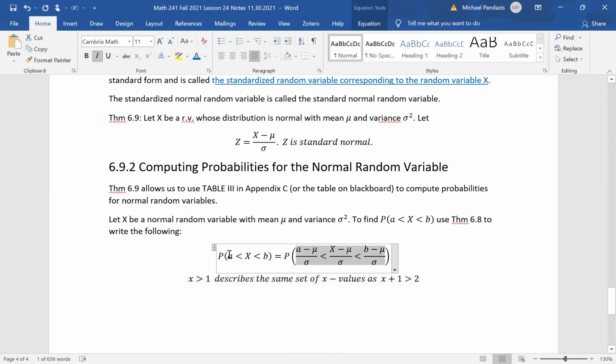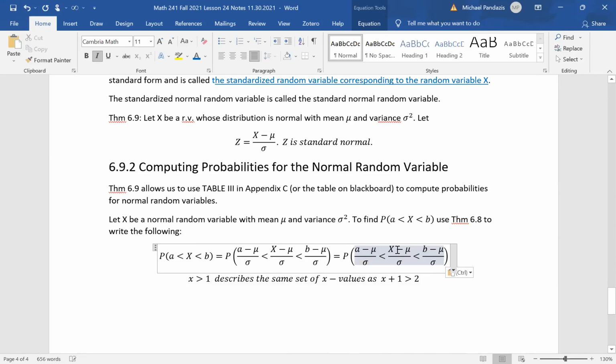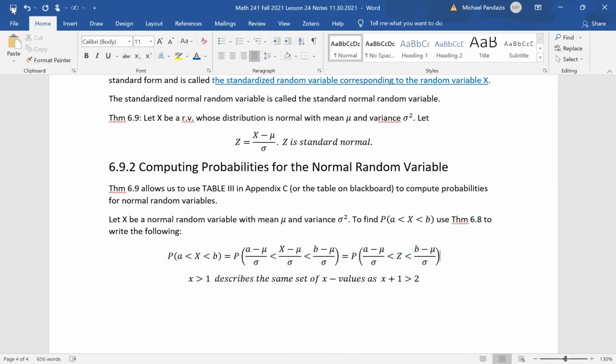And so if the set of x values we're thinking of are the same, that means their probabilities are the same. So the probability of this is equal to the probability of that, because it's the probability of the same set of x values. And so this is equal to the probability that, so you have this, but now we're going to talk about a random variable z, which is x minus mu over sigma.